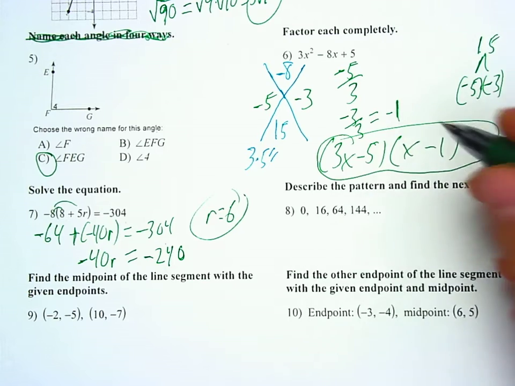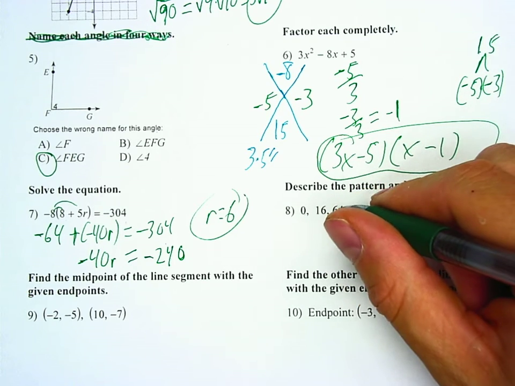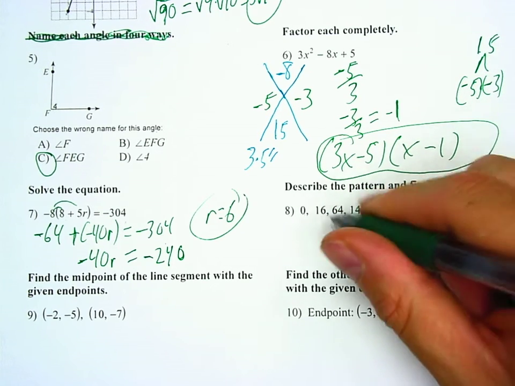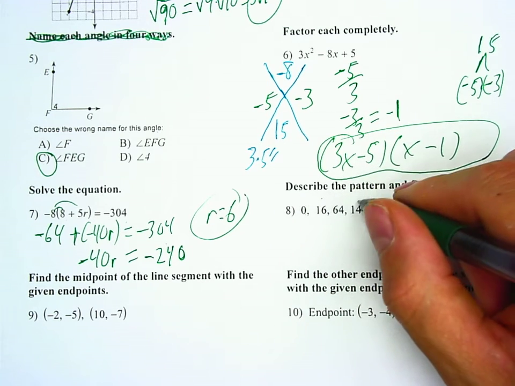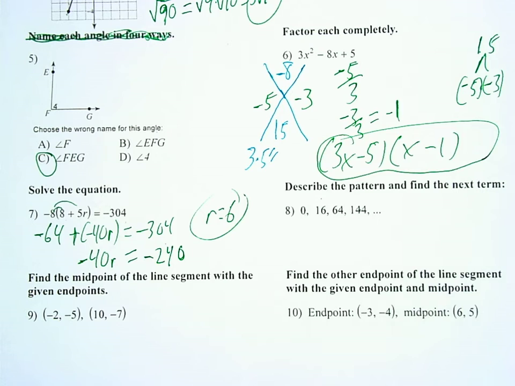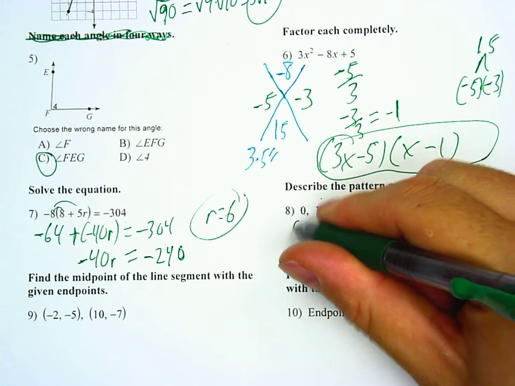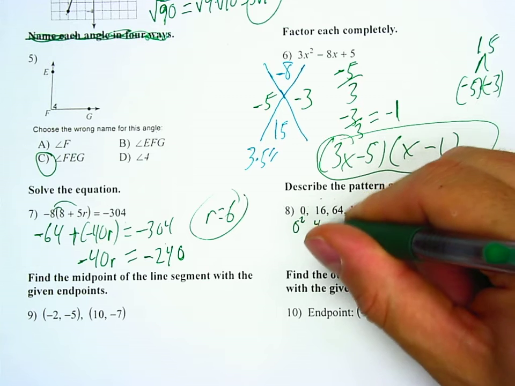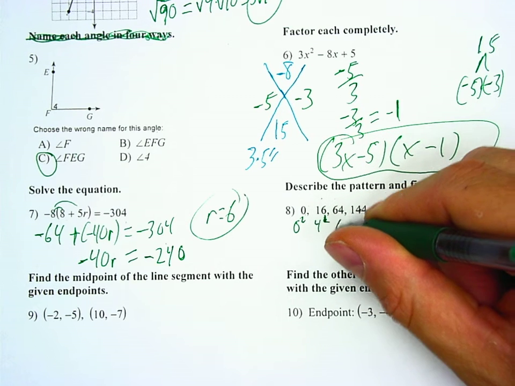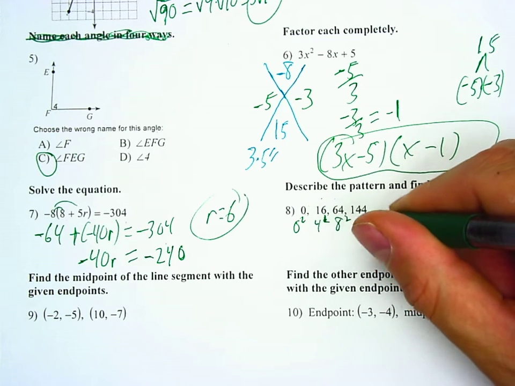All right, next thing, describe the pattern. 0, 16, 64, 144. This is a multiplicative pattern or an addition pattern, but it's addition by a different number each time. So I would recommend you use multiplication here. So 0 is 0 squared. 16 is 4 squared. 64 is 8 squared. 144 is 12 squared.